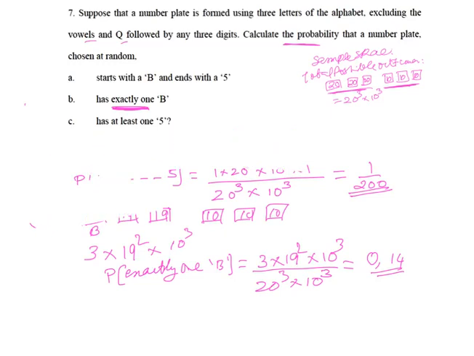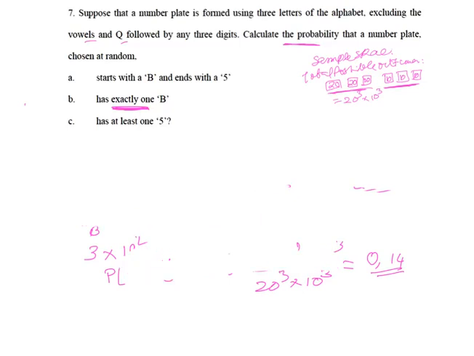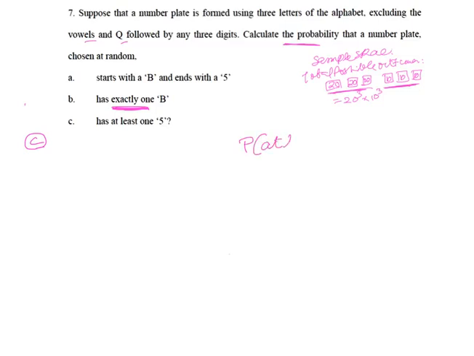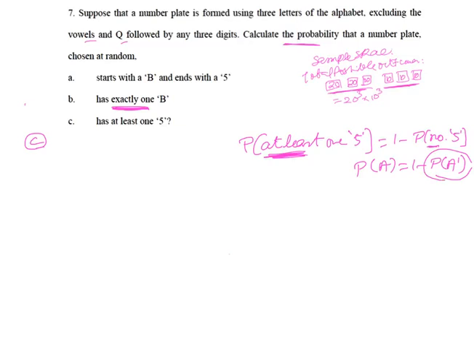Now the next question, number C, is at least 1 five. So the probability of at least 1 five can be found as 1 minus the probability of no five. I use the property that probability of A is equal to 1 minus probability of A complement. The complement of at least one is none. Therefore I use that property here. So I calculate without any five. That's what I'm going to calculate first.